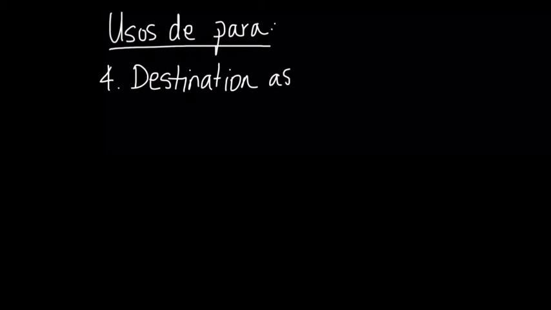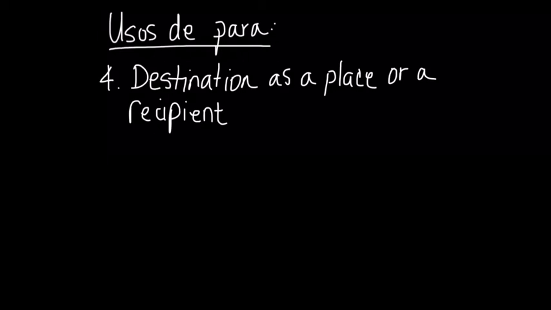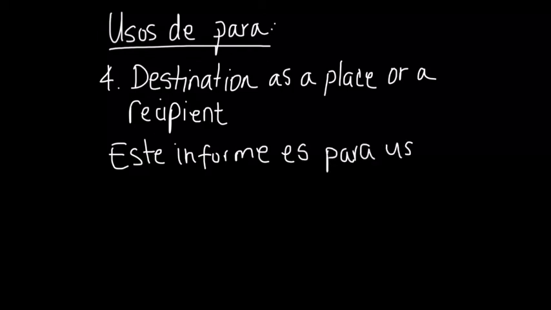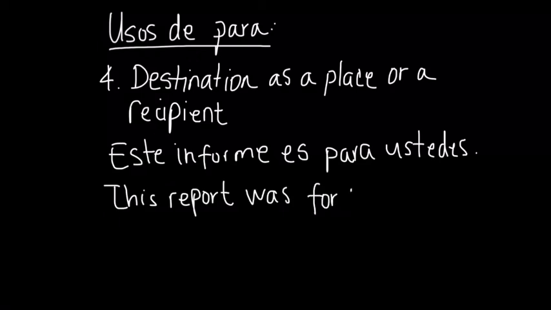So the fourth use of para is when we want to talk destination as a place or a recipient. So for example, este informe es para usted. This report is for you. So, because you are the intended recipient, then we use para.